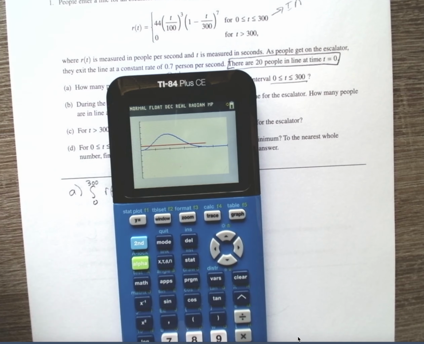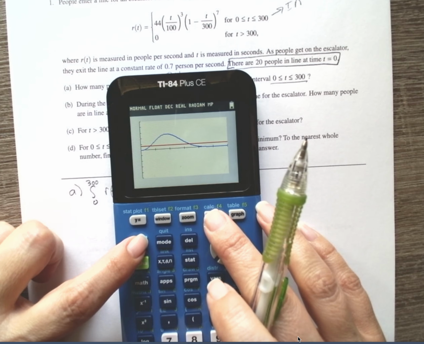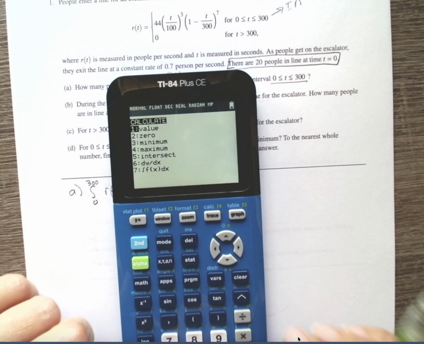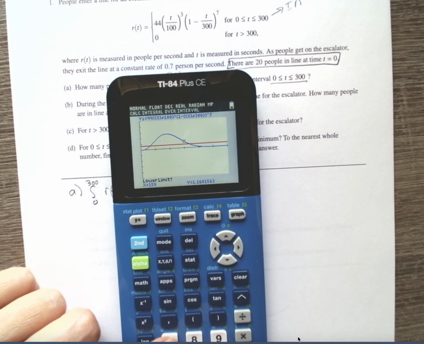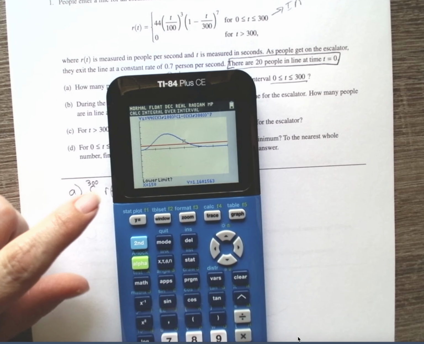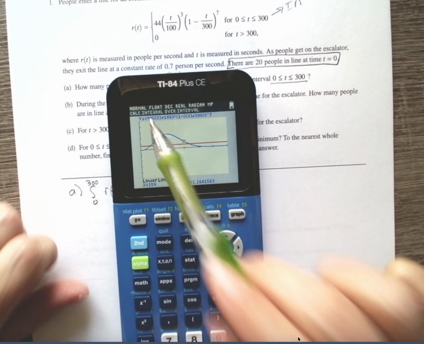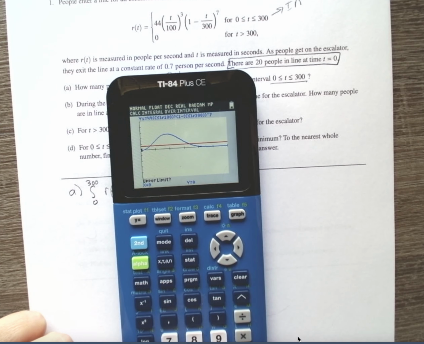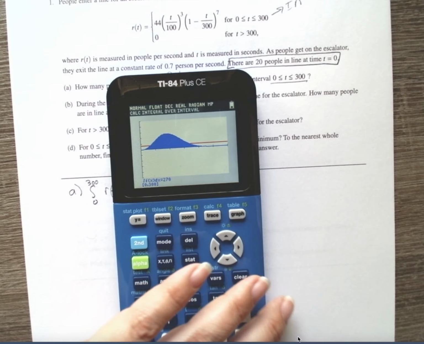Now, if you want to integrate on your graph, all you have to do is second calc choice 7. Now make sure that you're on y1. Notice right here you're on y1, and just go 0 to 300. Of course, it's going to shade it all in. It's going to give you that same answer, 270. So however you do it, the answer for part A is 270 people have entered the line in those 300 seconds. Now, of course, some people are also getting out of the line.